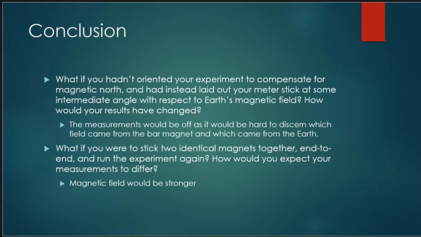What if you were to stick two identical magnets together end to end and run the experiment again? How would you expect your measurements to differ? Well, now since the magnet is stronger, the magnetic field in turn would be stronger, and so that would change all of the values to account for a stronger magnetic field.